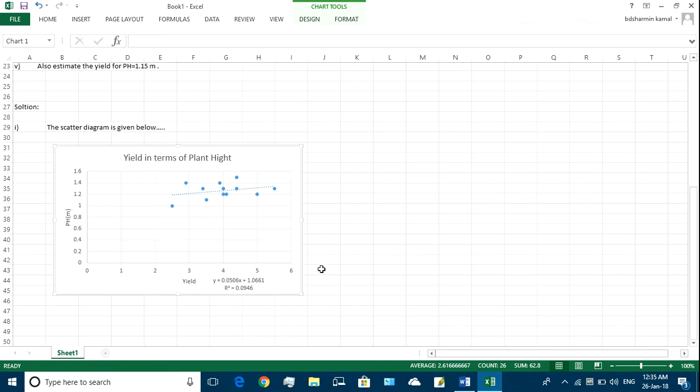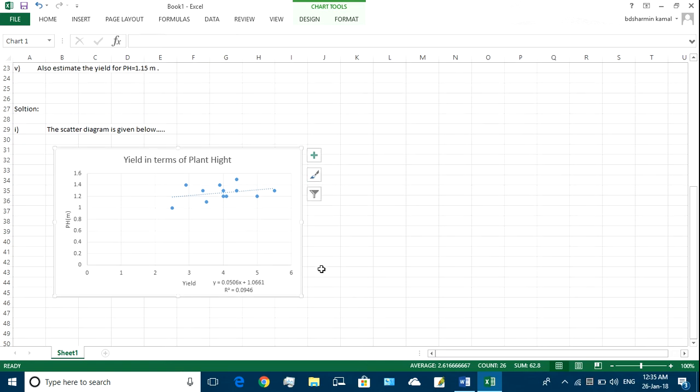Okay. Let's take another look at our graph. We can see that here y equals 0.0506x plus 1.05661. Here y is representing plant height. That is, this is the regression line of y on x, and x is here yield.